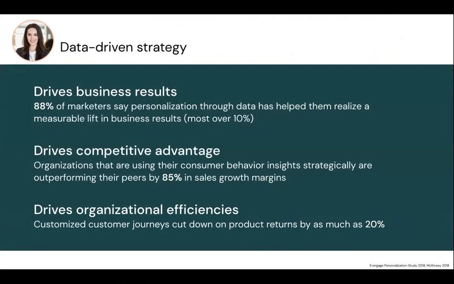So when it comes to data-driven strategy, it drives business results. 88% of marketers say personalization through data has helped them realize measurable lift in business. It drives competitive advantage, which just makes sense. If you're providing a more personalized experience and you have more data on your consumers, you're likely to do better than those you're competing against. And maybe most importantly, organizational efficiencies. We want Threekit to be a tool that is, of course, used by those on the front lines of marketing, but also across the entire organization to make everyone smarter, to give everyone data that helps them do their jobs better. So we think of it as an organizational transformation tool.